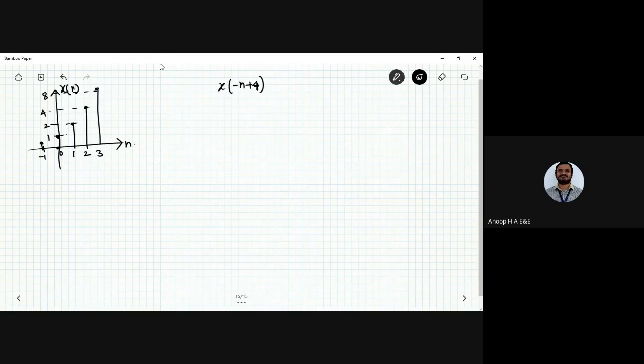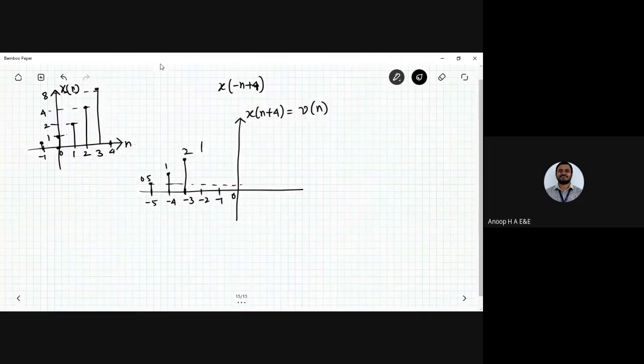Now X of minus N plus 4. What are you going to do? You are going to shift all the signal towards the left by 4 units. That is X of N plus 4. I'm going to call this signal an intermediate signal. Towards the left, this is minus 5, this is minus 4, this is minus 3, this is minus 2, this is minus 1, this is 0.